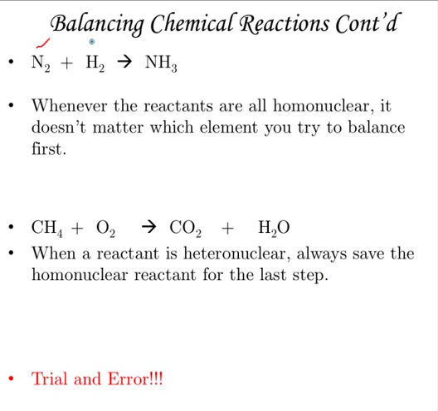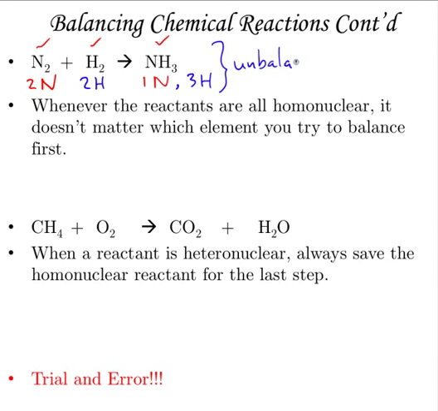N2 plus H2 goes on to form NH3. We want to look at the number of elements on both sides of the equation. For example, here we notice that there are a total of 2 nitrogens on the left side, but there's only 1 nitrogen on the right side. In addition, on the reactant side, there are 2 hydrogens, and there are 3 hydrogens on the right side. So we say that this is an unbalanced chemical reaction.